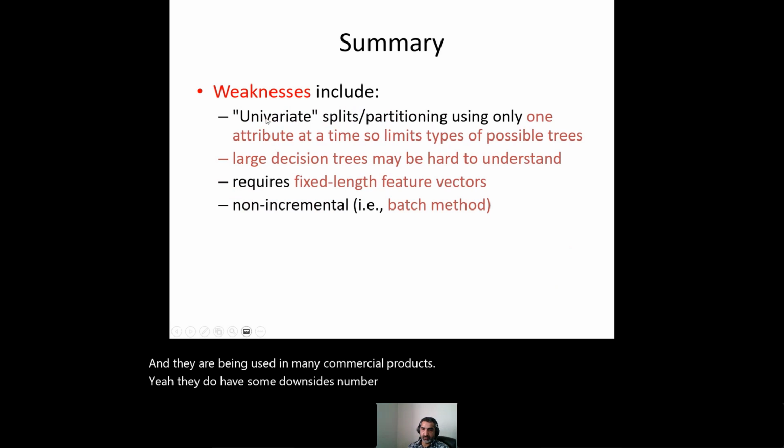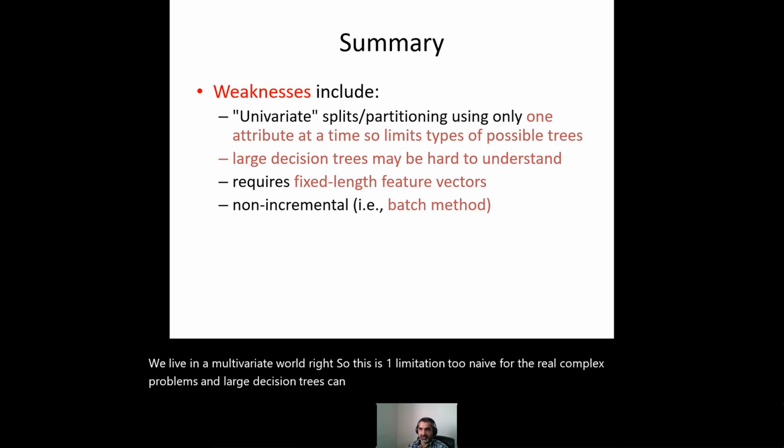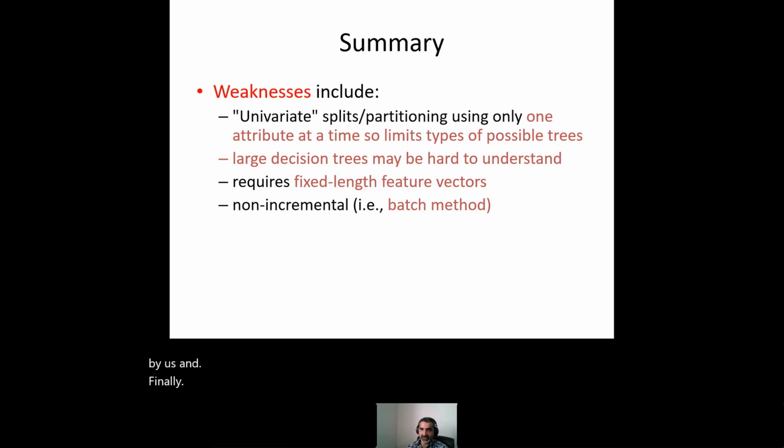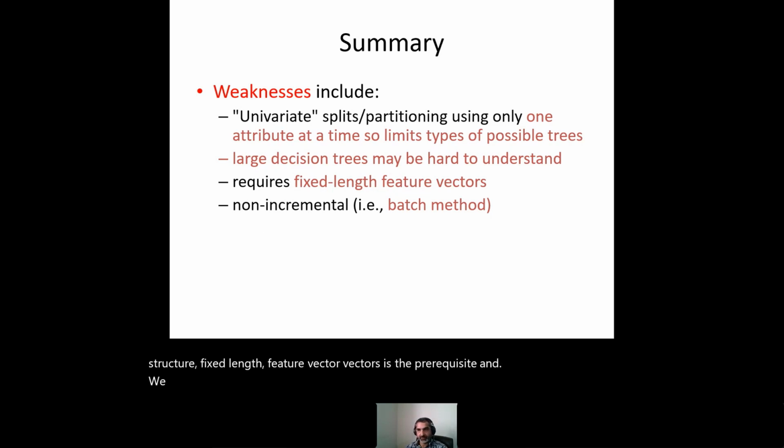Number one, each node will handle one variable at a time. We live in a multivariate world, right? So this is one limitation, too naive for the real complex problems. And large decision trees can be produced, and they will be hard for us to understand. And finally, for learning a decision tree, we need to have data that is of tabular shape, structure. So fixed length feature vectors is the prerequisite. And we have to have all the data. Only then can we learn.